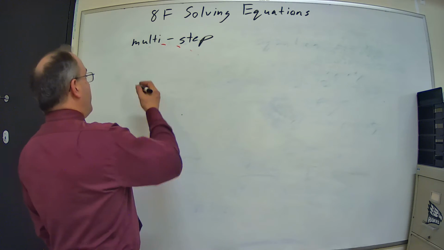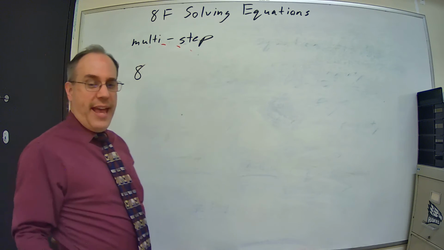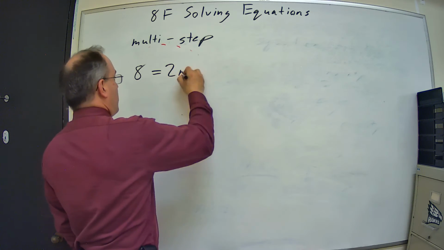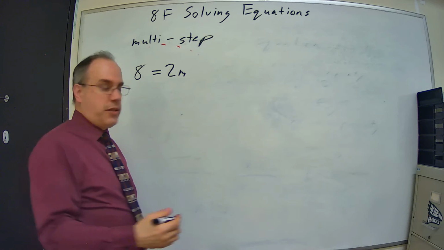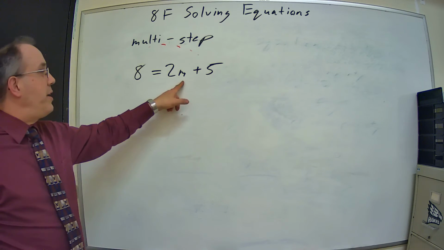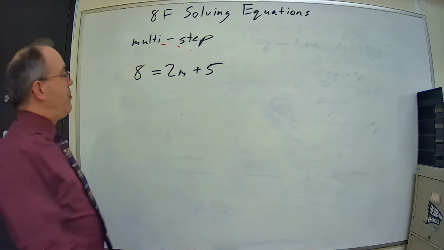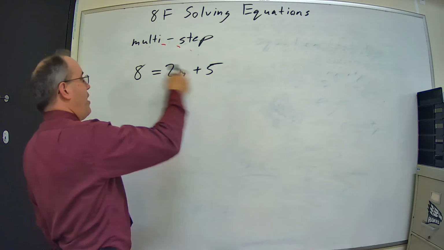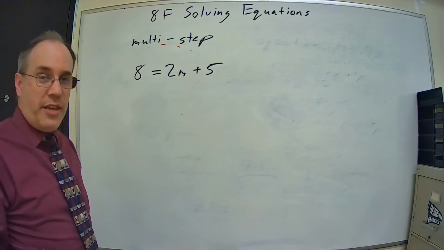So let's say I have 8 is equal to 2m plus 5. So I want to solve for m. Well, I want to get m by itself. So remember, the m's there, the 2 is closest to it, the 5's further away, and we're trying to get everything onto the other side of the equal sign.